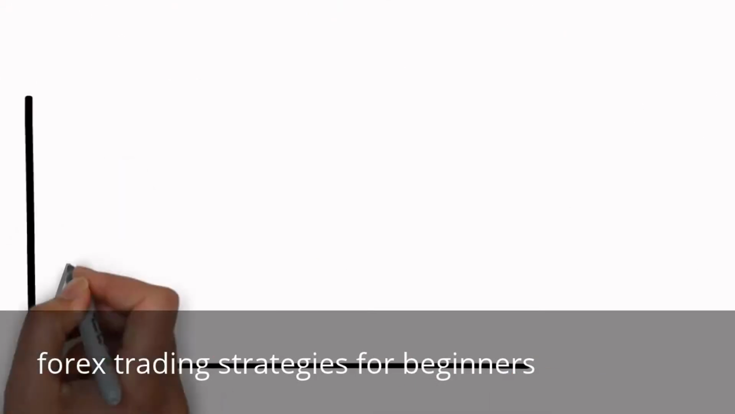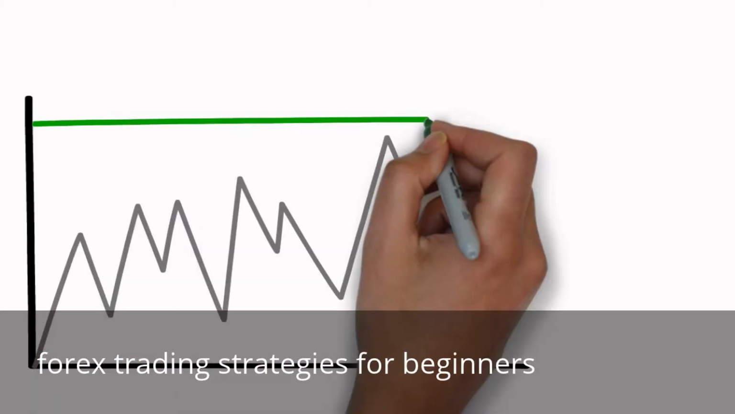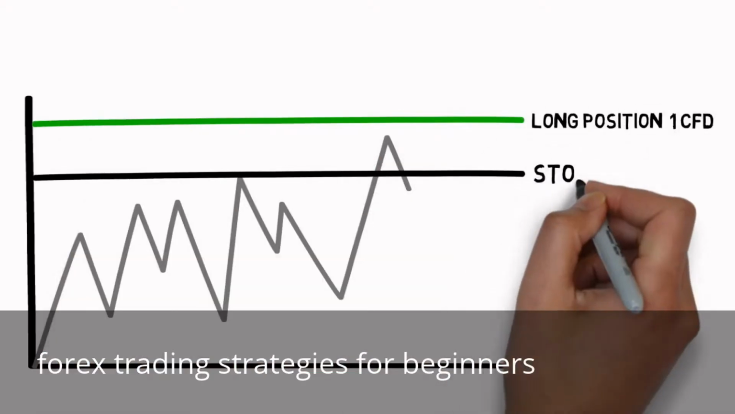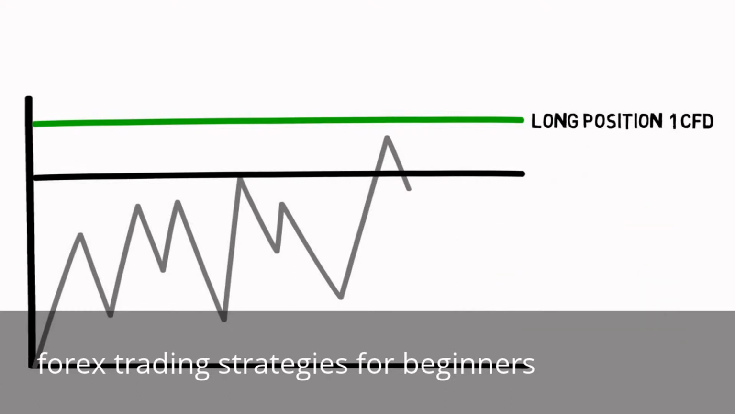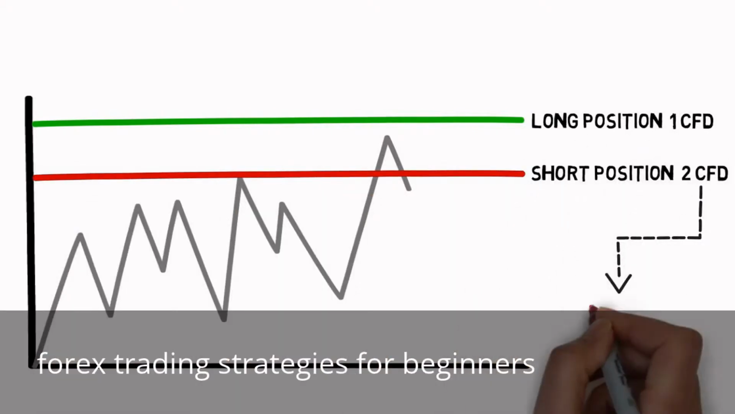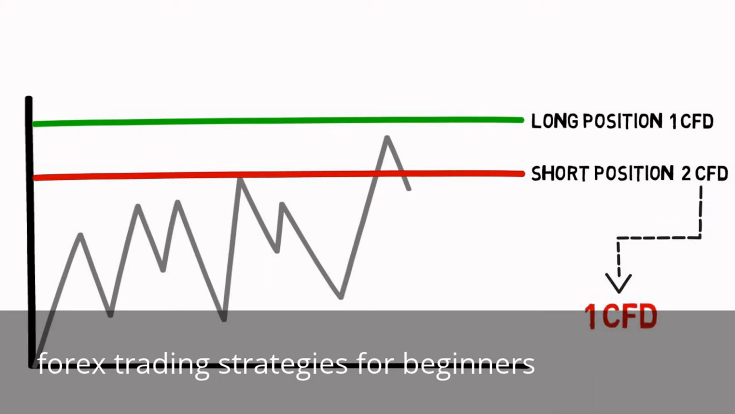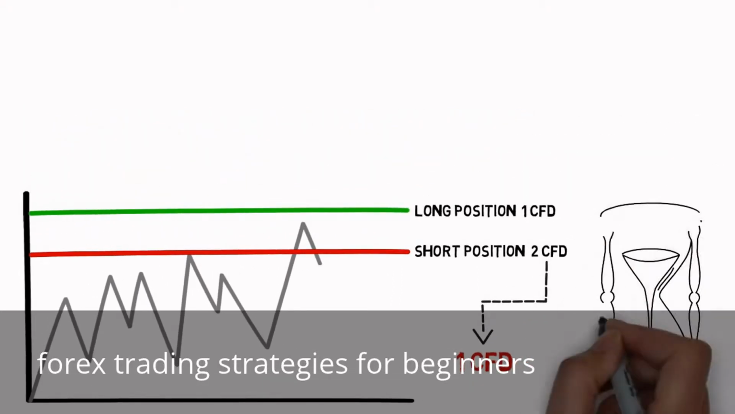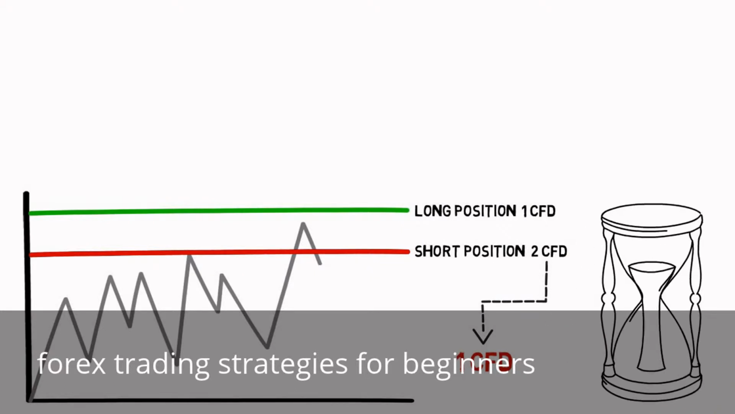This is a practical example. Just imagine that you are long 1 CFD. So instead of having a stop of 1 CFD, you simply sell 2 CFDs. This way, you would only be short 1 CFD. The beauty of this system and the reason it is so effective is that it is running all the time.